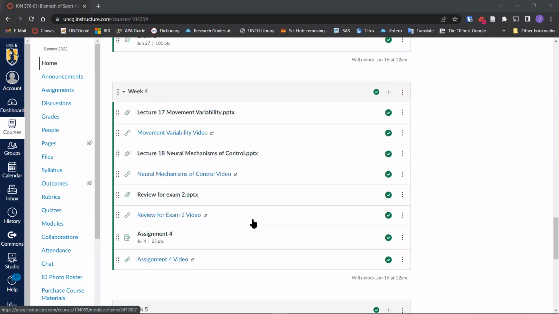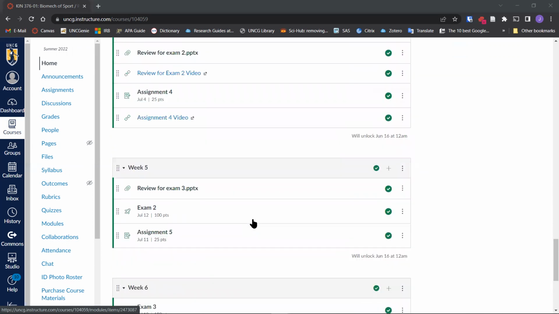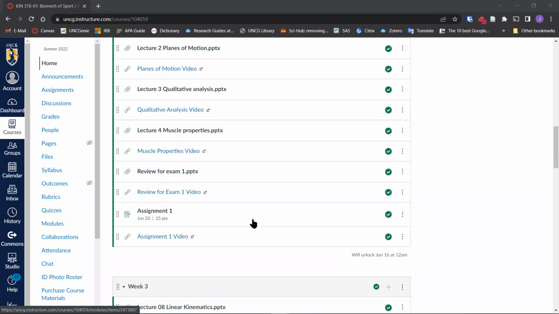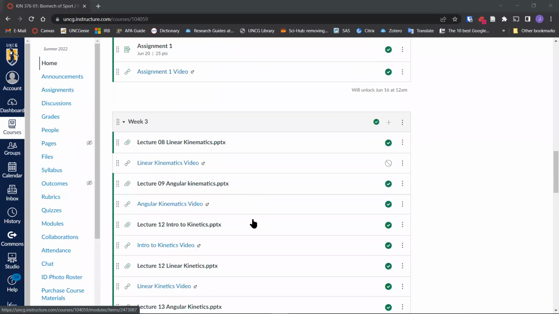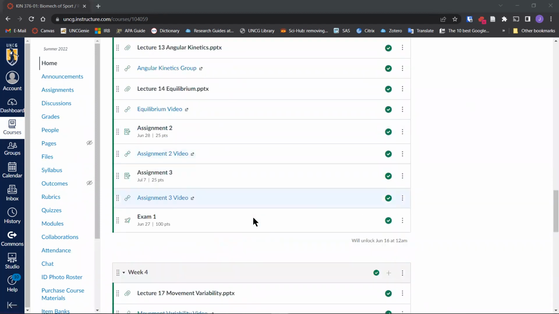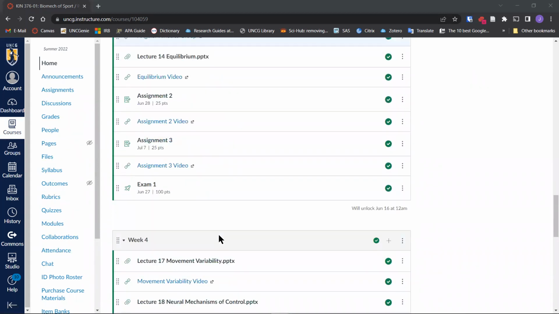A normal semester is 14 weeks. This is 6 weeks. We're still going to do everything you would do in 14 weeks, just quicker. Week 3 will be a long week, but I guarantee it's not impossible. If you make time for it, you will succeed and it will get easy.